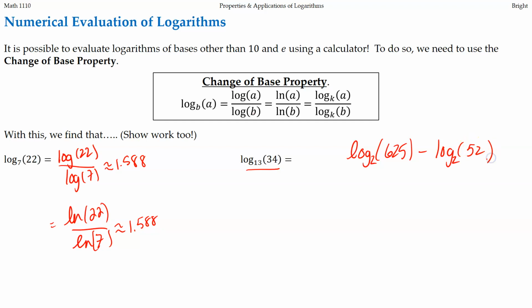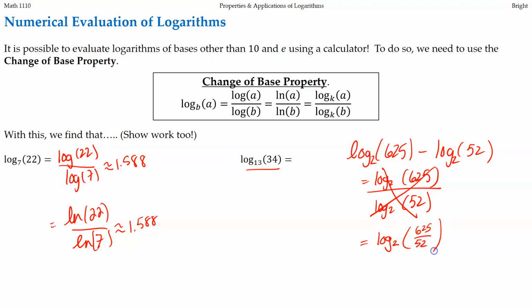52. Now, some people are going to try to say that this is equal to the log of 625 over the log base 2 of 52, and they would be completely incorrect. Okay, again, that's the mistake that I told you students are going to want to make. What you should do instead is it's going to be log base 2 of 625 over 52 inside the logarithm.